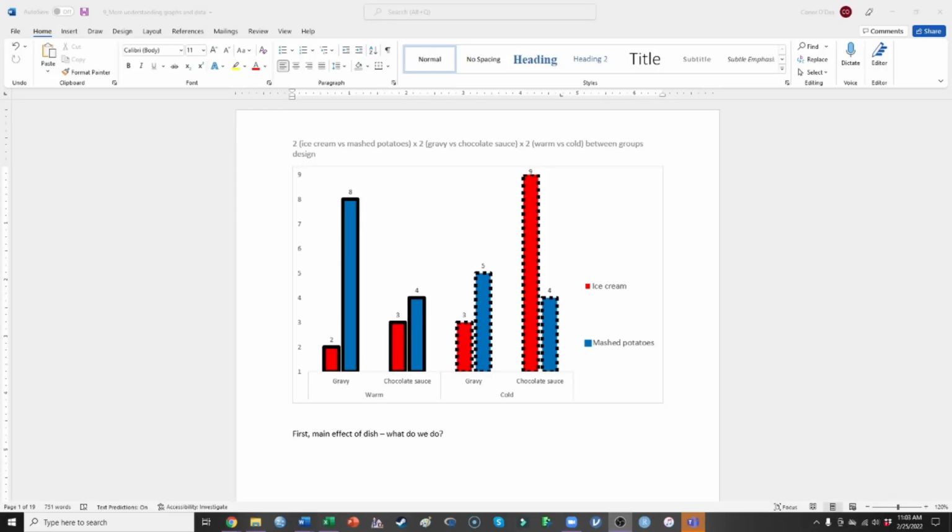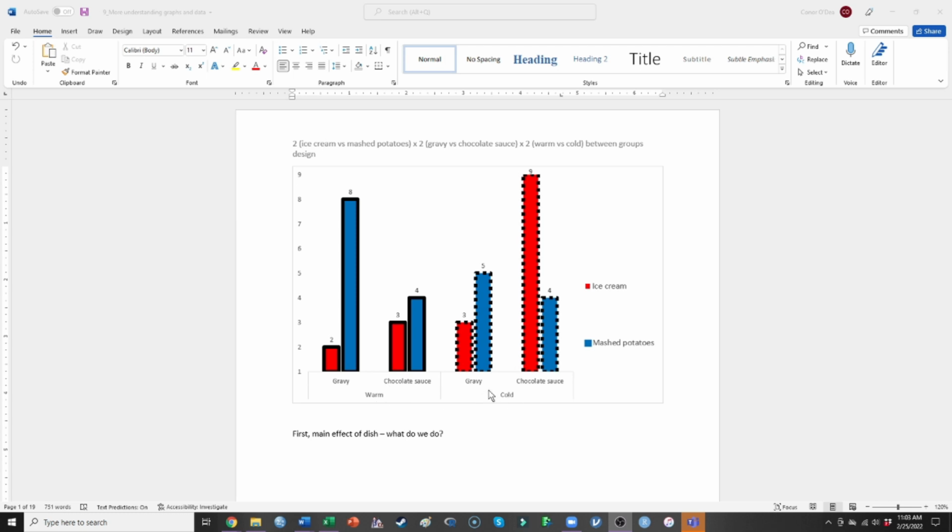Hi everyone, I wanted to spend a little bit of time and talk about interactions. When we're looking at data, one of the easiest ways to understand interactions is to just look at them. In this particular study, I manipulated, and I didn't actually run this study, this is fake data, but let's say that I gave my participants ice cream or mashed potatoes, and these two dishes had either gravy or chocolate sauce on them, and those dishes were served either warm or cold.